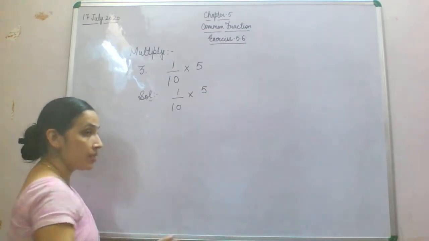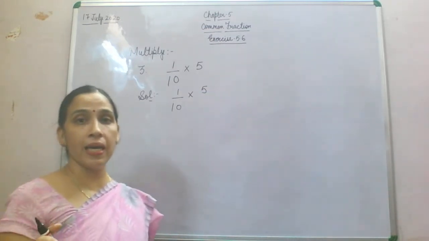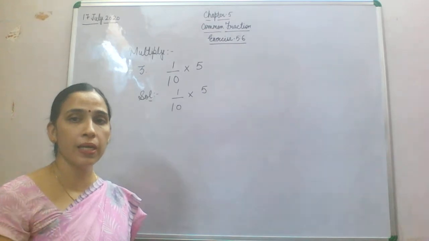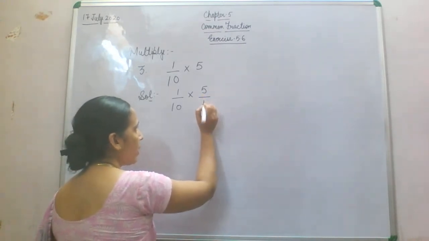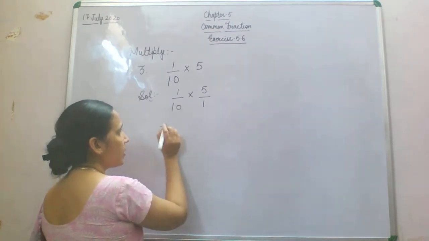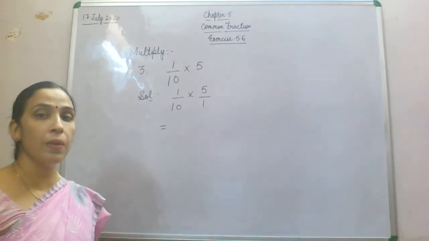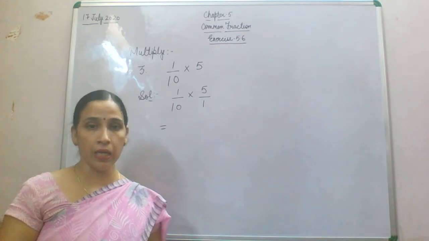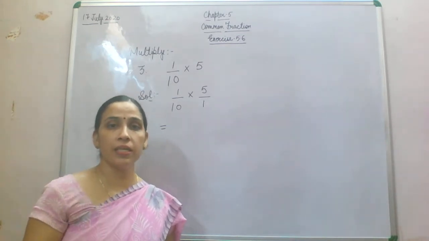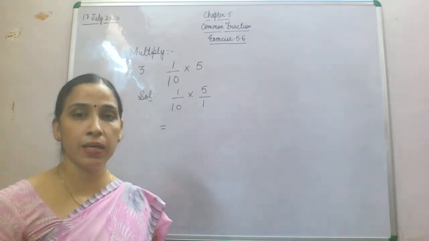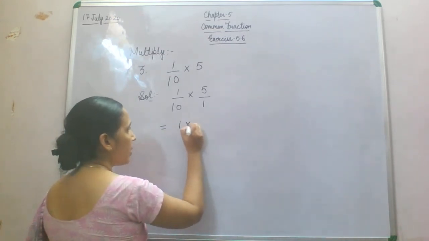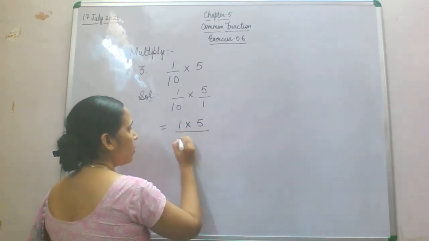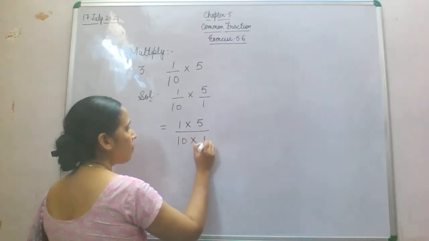What is the first step? When nothing is there in the denominator, what will you write? Yes, you will write 1 over there. So now what is the next step? The numerator will multiply by the numerator, and the denominator will multiply by the denominator. So let's do it. 1 will be multiplied by 5, and below, 10 will be multiplied by 1.